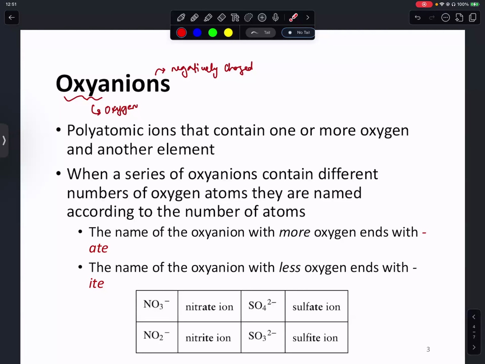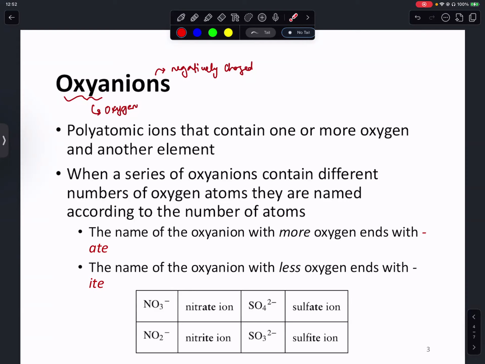To distinguish between them, we're going to go through a simple rule. If you have an oxyanion with more oxygens, it usually ends with the suffix ate. If the oxyanion contains less oxygen in comparison to another oxyanion, it usually ends with the suffix ite. I have an example right here to clarify.